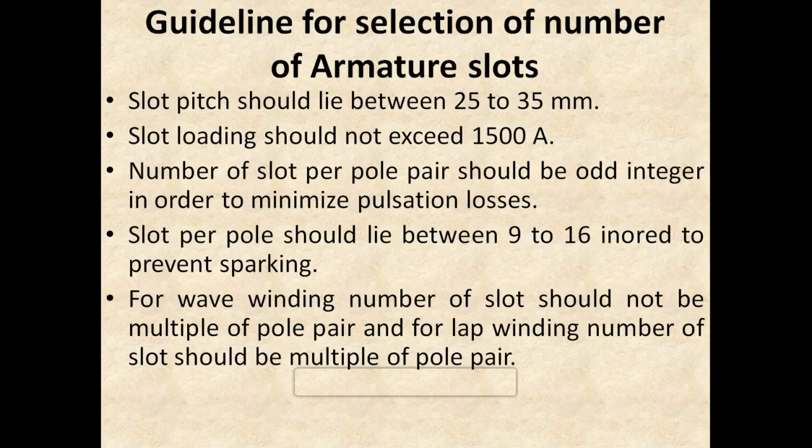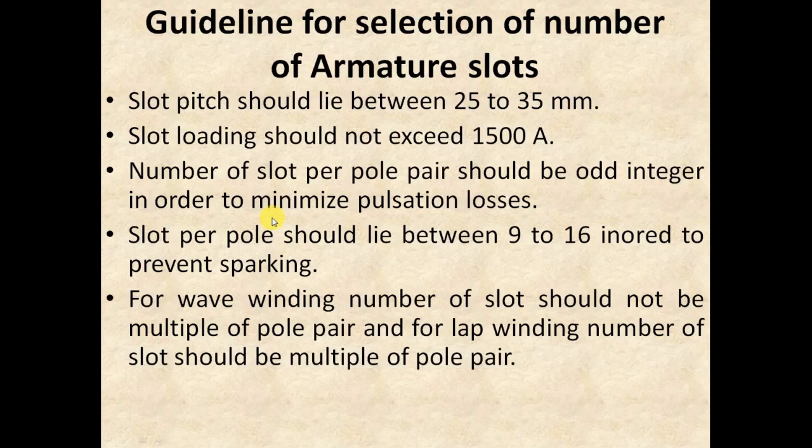Ampere conductors per slot is given by the relation IZ into ZS, where IZ is the current flowing through each of the conductors, and ZS is the total number of conductors which are present in a slot. So it must be taken care that the value of IZ into ZS should not exceed 1500 ampere.